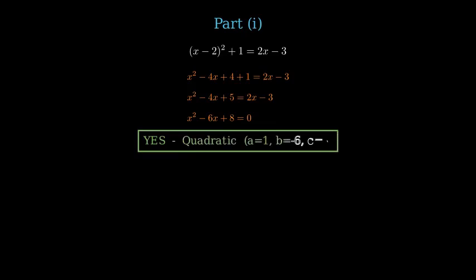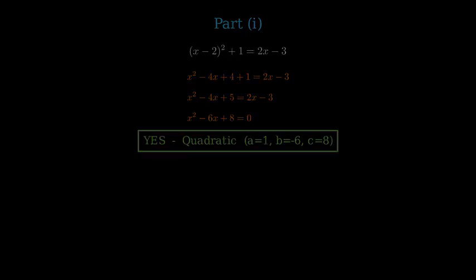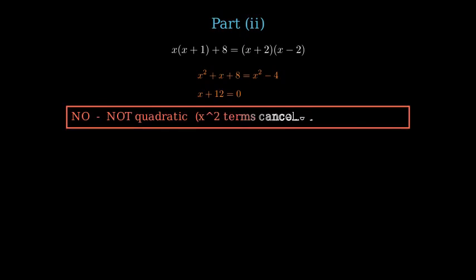Part 2, x times (x plus 1) plus 8 equals (x plus 2) times (x minus 2). Left side, x squared plus x plus 8. Right side, x squared minus 4. Subtracting, x plus 12 equals 0. This is not quadratic, x squared cancelled out.